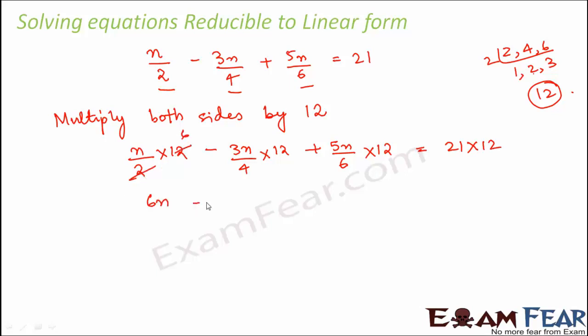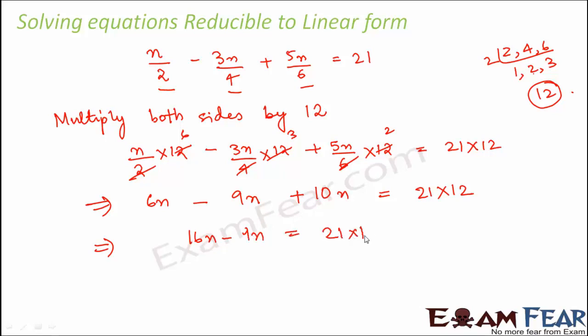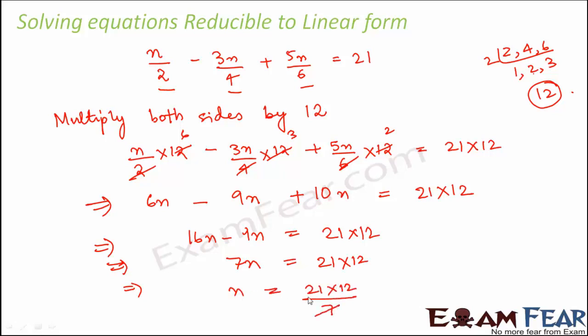So 2 6s are 12, so this is 6n minus, 4 3s are 12, so this is 9n plus, 6 2s are 12, so this is 10n is equal to 21 into 12. We keep it as it is as of now. Now this side we solve, it becomes 16n minus 9n is equal to 21 into 12, or 7n is equal to 21 into 12, or n is equal to 21 into 12 divided by 7. 7 3s are 21, so this would be 12 into 3, that is 36. So n is equal to 36 would be a solution for this equation.